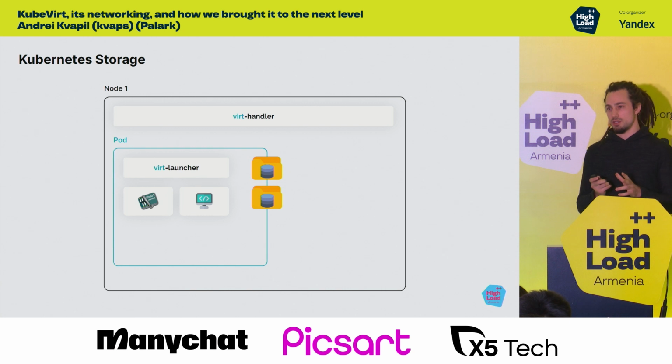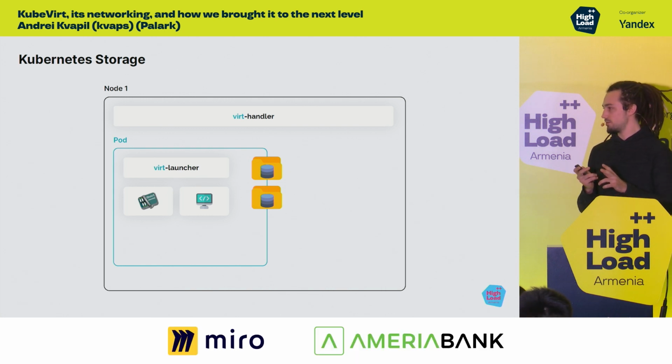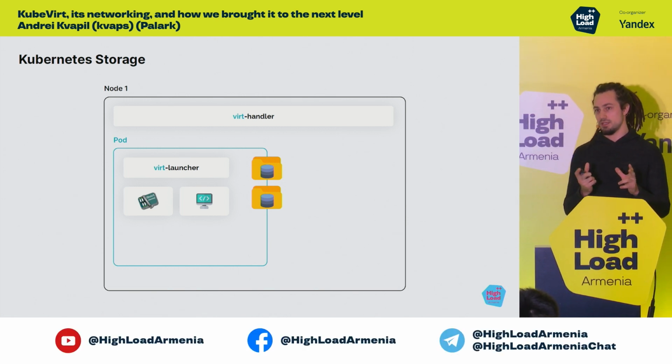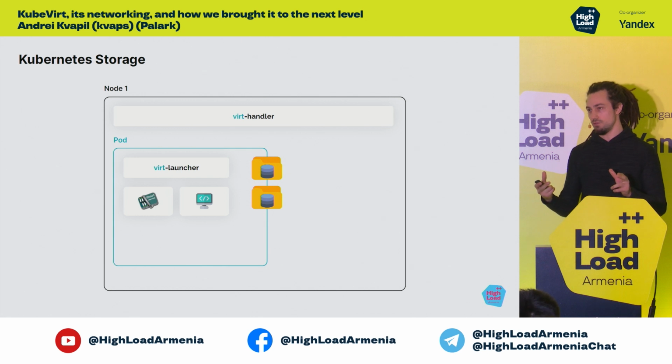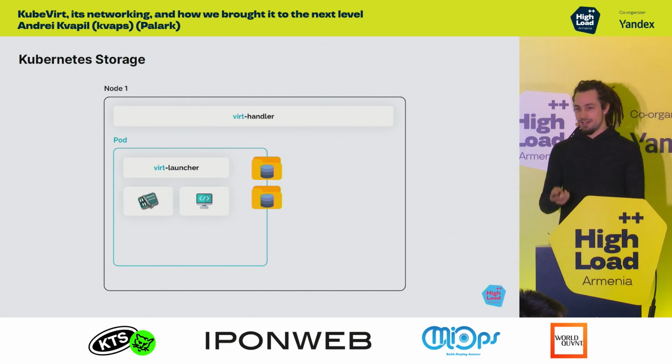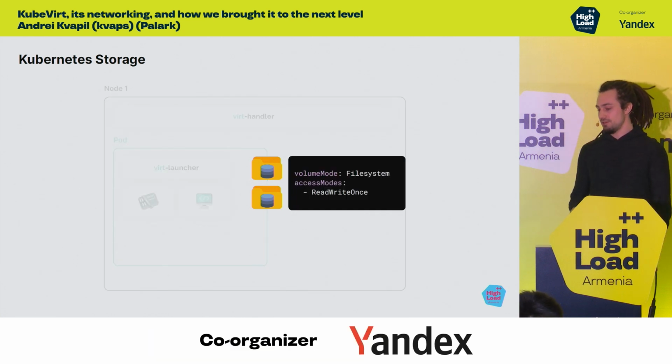But the good question is, how can we make volume hot plugging work? We all know that the pod spec is immutable and we can't add new volumes to the pod. So how does it work in the case of KubeVirt? Very simple, it just creates a new pod.